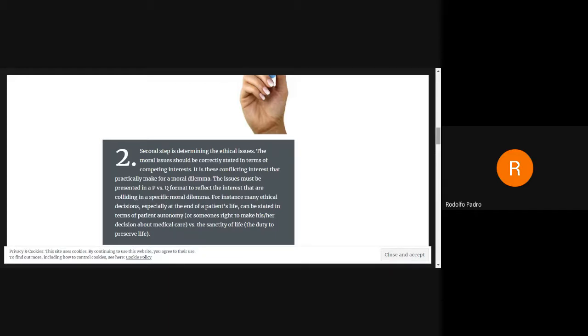a specific moral dilemma. For instance, many ethical decisions, especially at the end of a patient's life, can be stated in terms of patient's autonomy, or someone's right to make his or her decision about medical care, versus the sanctity of life, the duty to preserve life. So what is being stated here is just an example, no? So since we talk about ethical issues, there are some ways that may actually be questioned, no?